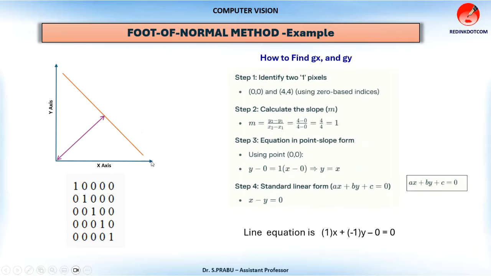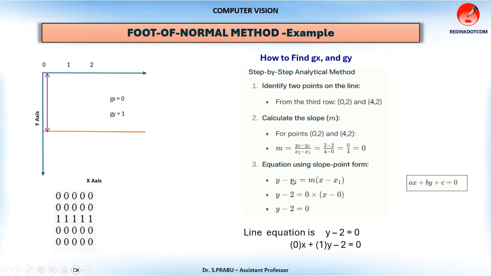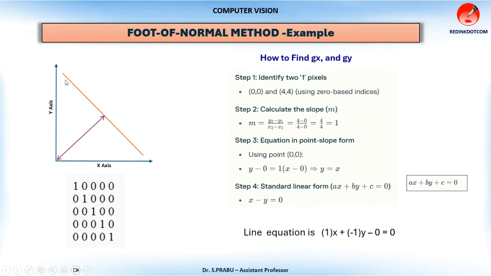For the positive diagonal line, the starting pixel is (0, 0) and it ends at (4, 4). If you find the m value, it becomes 1. You can apply m equal to 1 in the slope point form from the starting point (0, 0). So you get y equal to x. Then you can match y equal to x with the standard form, so it can be rewritten like this: x minus y equal to 0. So the x coefficient is plus 1, the y coefficient is minus 1. There is no constant. So this is gx and this is gy.